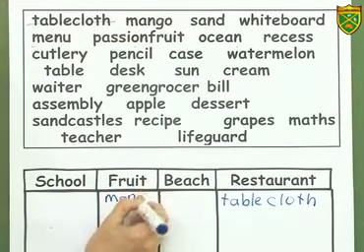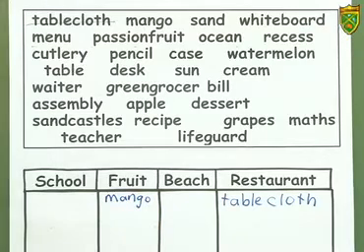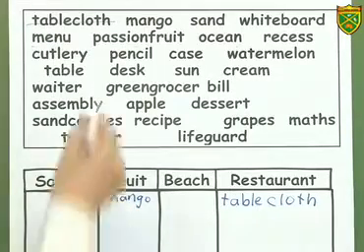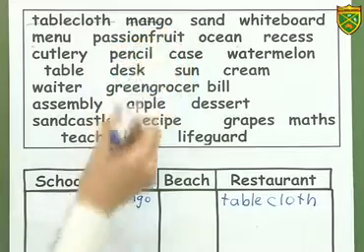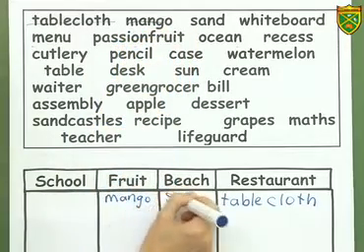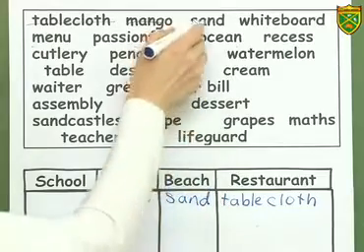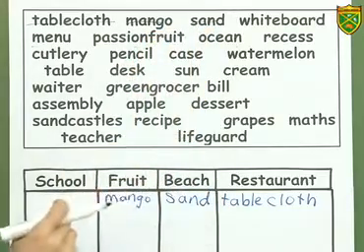Now, some of these you might think you could find in a lot of places. So you might find a tablecloth at a school somewhere, perhaps. But the best answer is restaurant. We want the best answer. Okay, and mango is a fruit. Okay, sand. Where do you find sand? At the beach. That's the best place. I know you could find sand at school, but the beach is the best place.